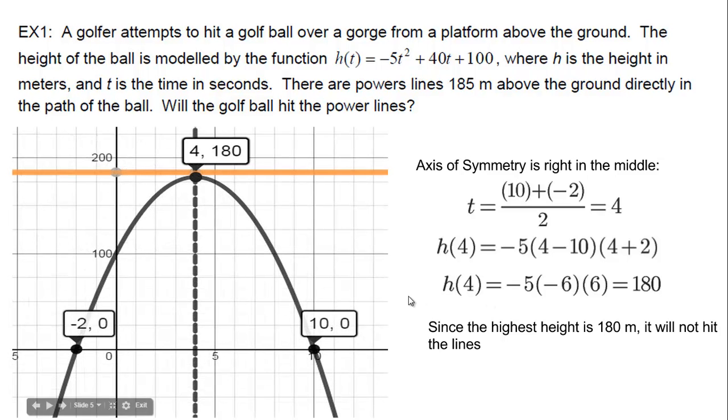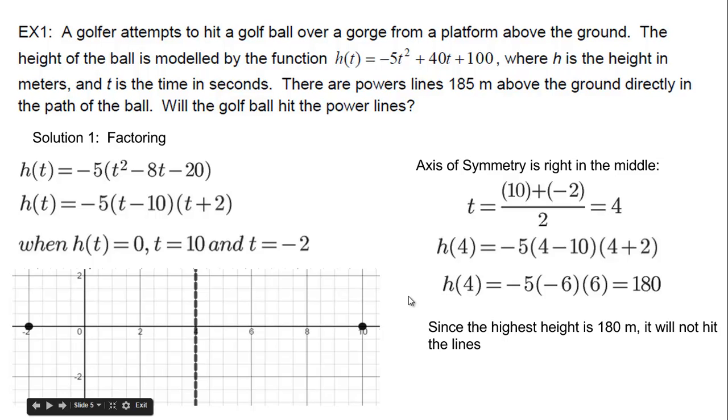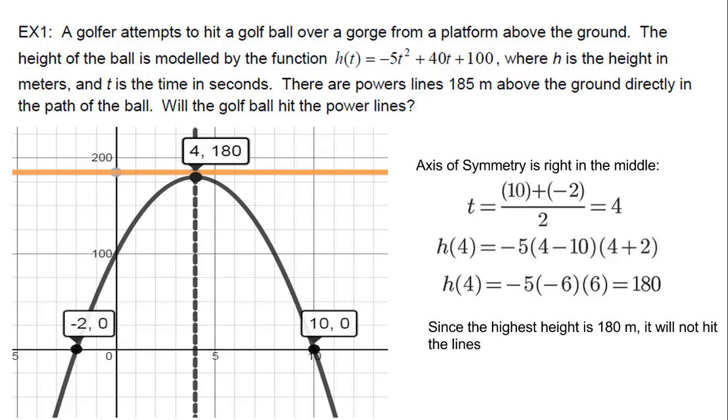Just to draw a little graph. That's the solution, but I just put the graph on top of that. You've got the quadratic that actually doesn't exist here. Like it actually starts at a height of 100, so you're on top of a platform. So that's what the platform above the ground means. The ball hits a height of 180, misses the power line, and then back down, hits the ground at 10 seconds.